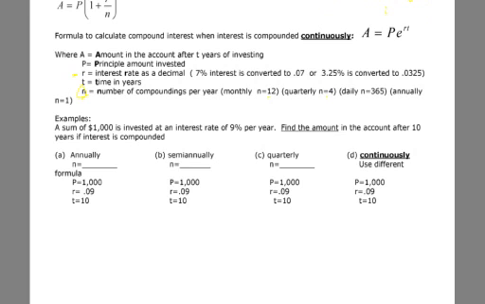Well, let's identify some data here. This 1,000 represents which letter? The investment, which is the principal. This 9% represents the interest rate as a decimal, 0.09. Find the amount in the account after 10 years. 10 represents what? It's got to be time in years.